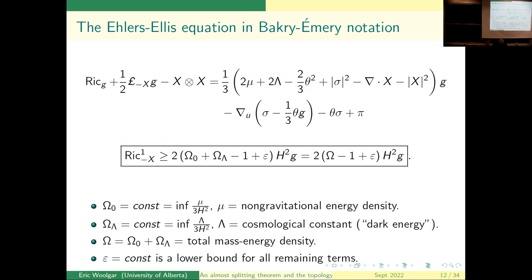So in Bakry-Emery notation, here's our equation that I want to deal with. And I've got a lot of terms on the right, including a couple that have an X in there, which is not helpful, but they're there. I will group it as follows. I'll take all those terms and group them: the first one will be the non-gravitational energy density, the matter energy density. The second one will be the cosmological constant. Cosmologists refer to this as dark energy. All the others I will absorb into something that I'm going to call epsilon. And I'm going to set my scale using the Hubble constant, so I'm going to multiply and divide by it where convenient. That is what I'm interested in from here onward.